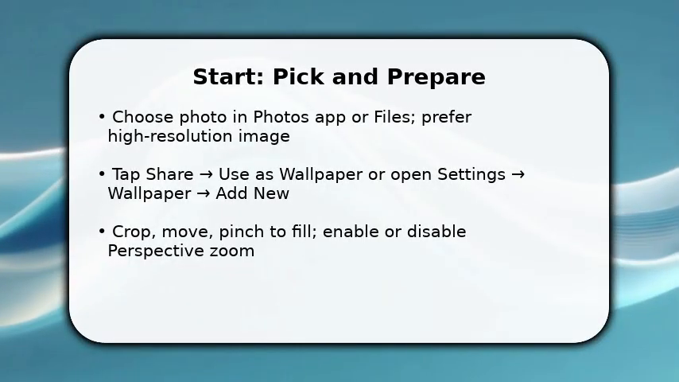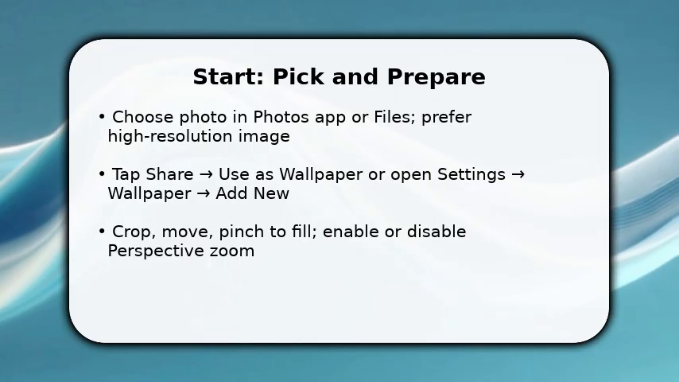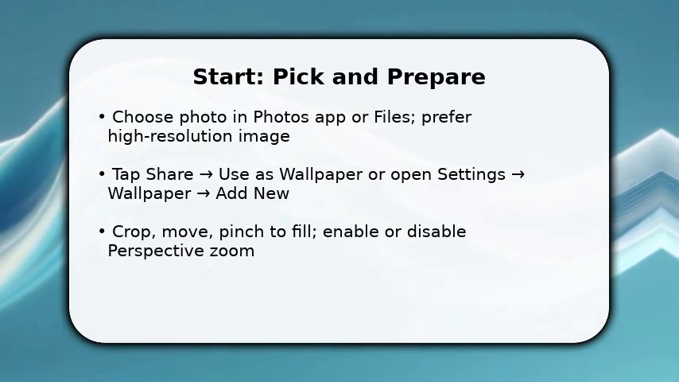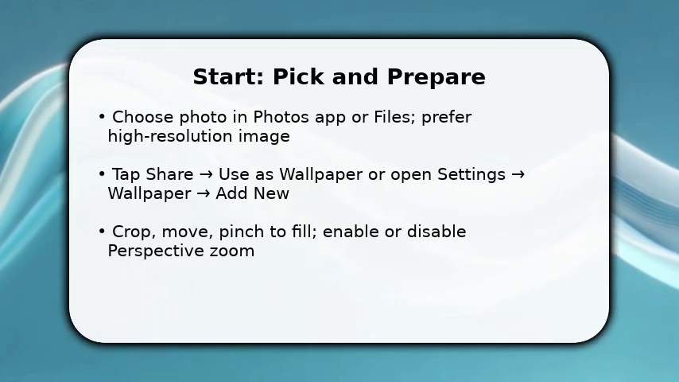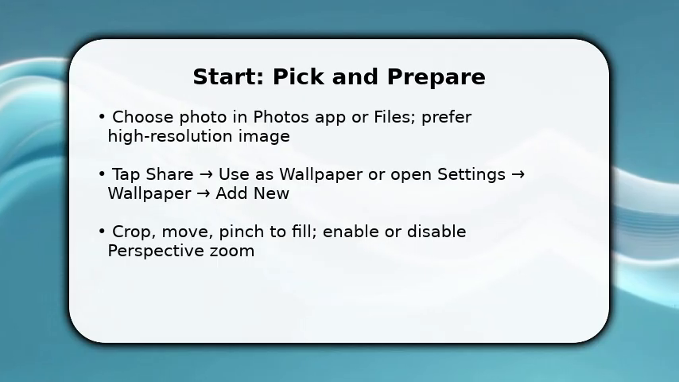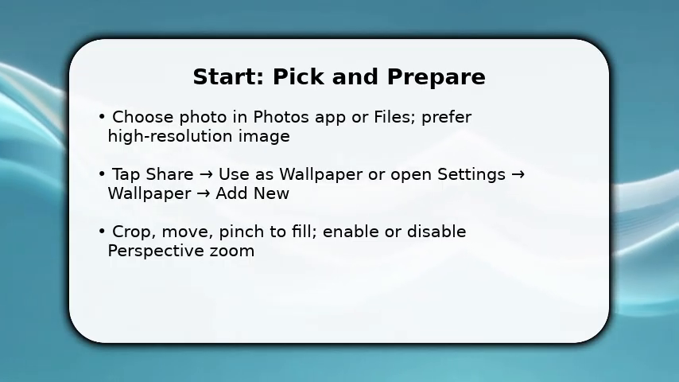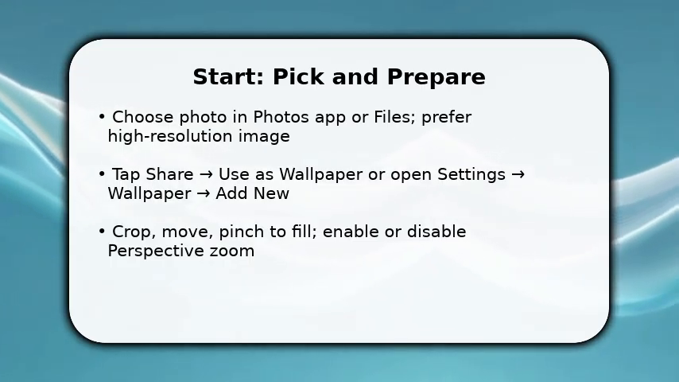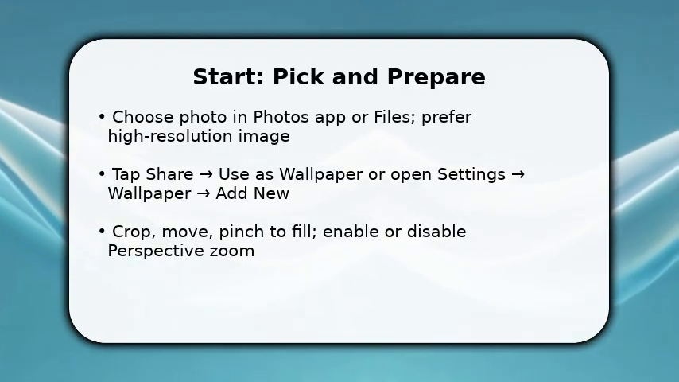You start by selecting the image you want, open Photos or Files, and pick the highest resolution shot available. Once done, tap Share and choose Use as Wallpaper, or go Settings, right arrow Wallpaper, right arrow Add New to begin. Make sure to crop and position the image with pinch and drag so important subjects aren't cut off. Also decide whether perspective zoom should be on. It moves the wallpaper slightly with device tilt, which can add depth but may crop edges.